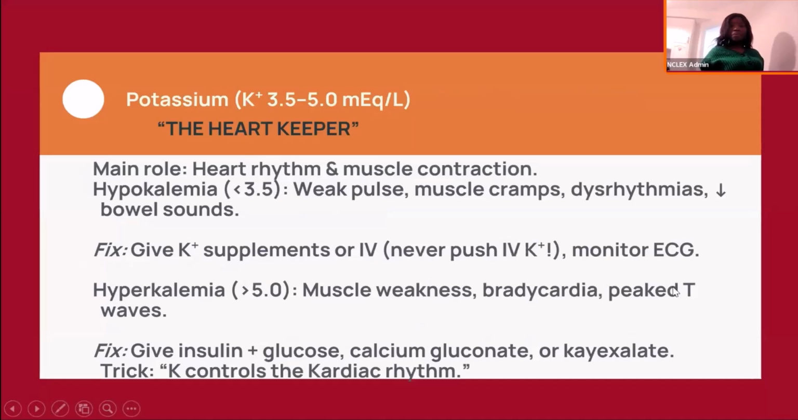So remember, another important electrolyte is potassium. Anytime you see potassium, remember the heart keeper. Potassium keeps the heart. Okay, so the main role is to help with the heart rhythm and then muscle contraction. So looking at the range, less than 3.5 will be low potassium, which is hypokalemia. So the pulses will be weak, and since it's a heart keeper, the muscle will be cramping, there will be abnormal heart rhythm.